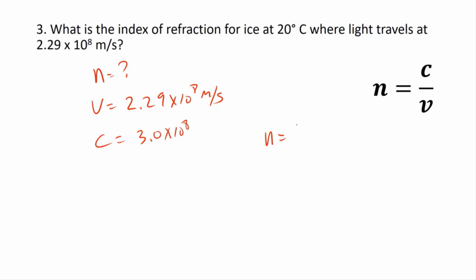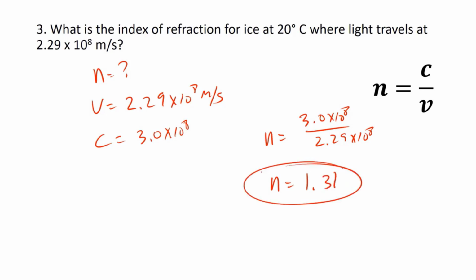And we do the math. n equals c over v. n equals 3.0 times 10 to the 8th over 2.29 times 10 to the 8th. And we get 3 second E8 divided by, use parentheses, some of you might type numbers in differently, 2.29 second E8, close parentheses, and I get n equals 1.31, and so there's your answer.